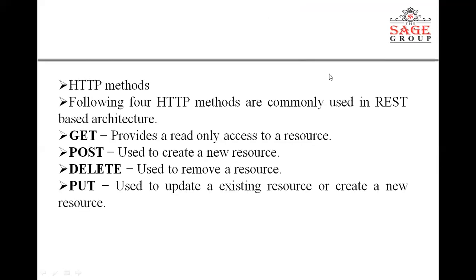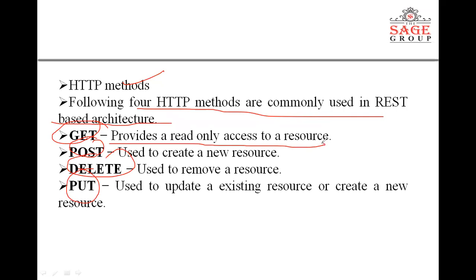Now, these are the services. HTTP methods. The following 4 HTTP methods are commonly used in REST-based architecture: GET, POST, DELETE, PUT. GET provides read-only access to the resources which you are going to use, and POST is used to create a new resource. If you are a newcomer and you want to create a new resource, you can.